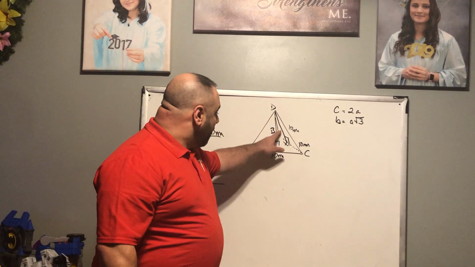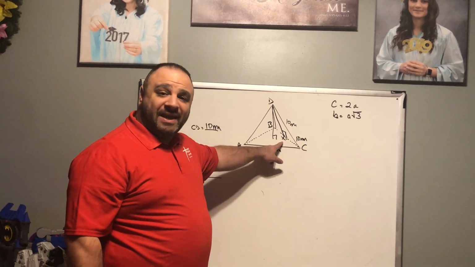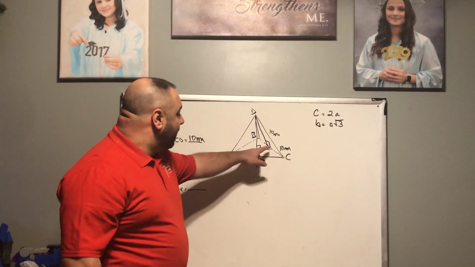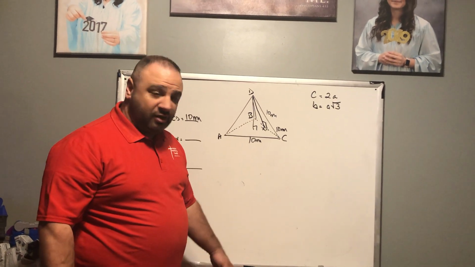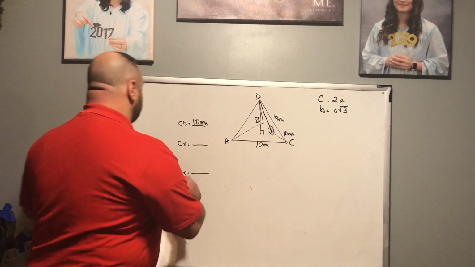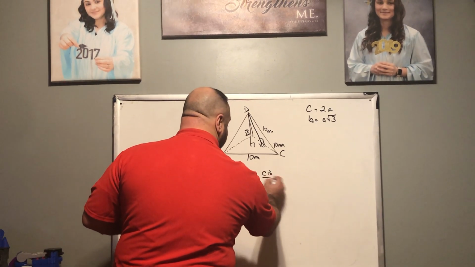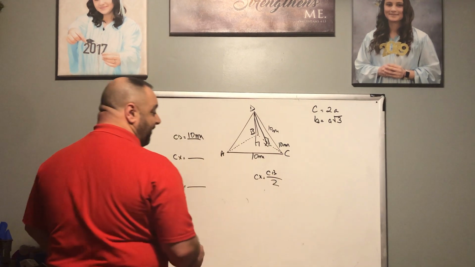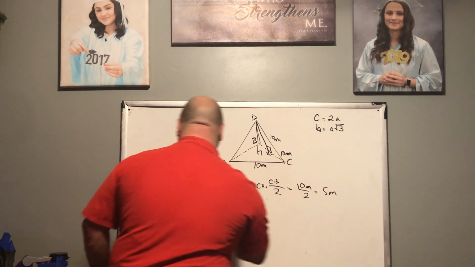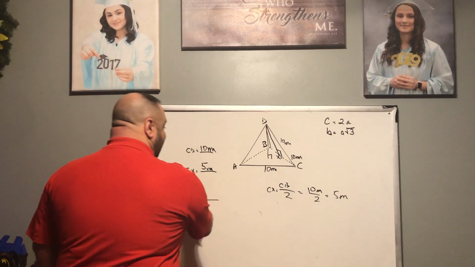So this is an altitude. We know that this altitude here is perpendicular to the base, but it also bisects the base as well. And so we know that it divides a line segment into two equal parts. So if CB is 10 meters, then CX would be what, class? 5. Very good. So CX equals CB divided by 2, which is 10 meters divided by 2, which is simply 5 meters.